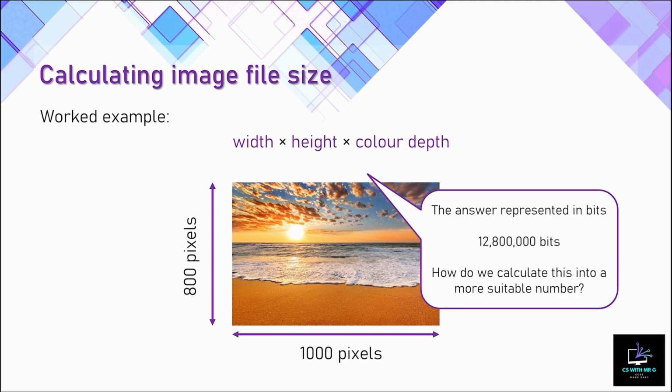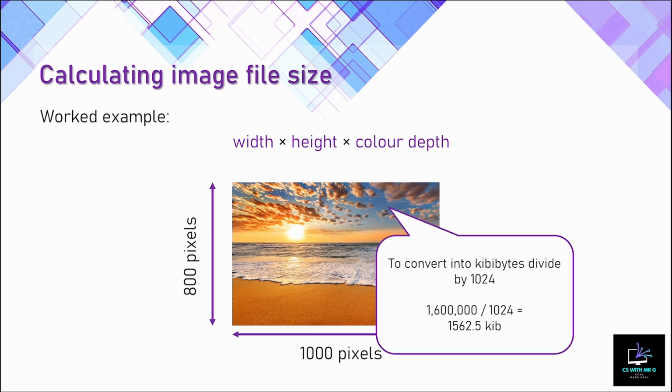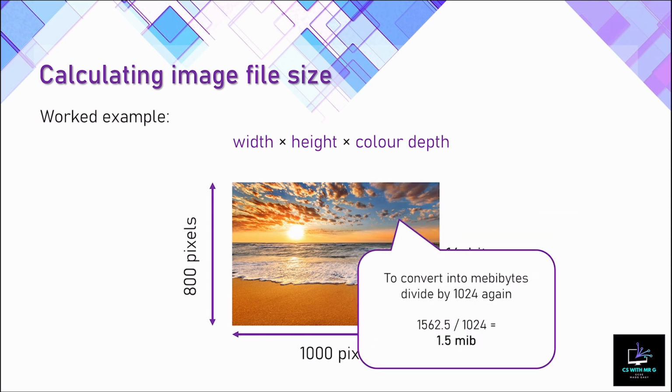This answer is represented in bits. And to work this out into bytes, we simply divide it by 8 and that leaves us with 1.6 million bytes. So now we've got into bytes, we can easily convert into kilobytes by dividing by 1024 and again into megabytes by dividing by 1024 again. And the answer is 1.5 megabytes.